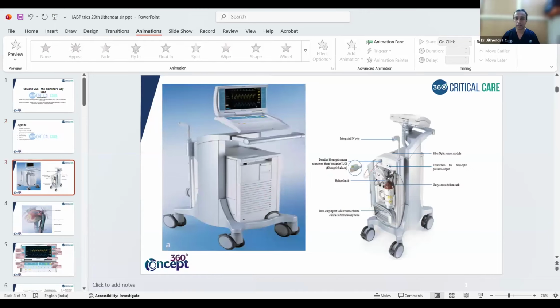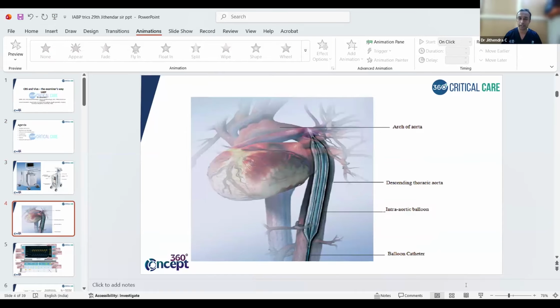Okay, so this is the console, how it looks. I'll not go into details of this. This is how it looks on the back. You have a helium tank there, and some fibers running there. You have a console and a display, and next to the display, an interface where you use multiple buttons to make adjustments in your settings.